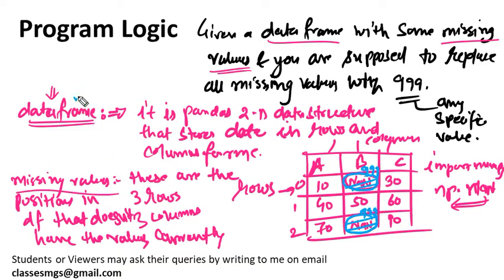So you know what a data frame is, and you know what missing values are. Missing values are the values that currently don't have any value, and these are denoted by NaN in the Pandas data frame. And you are supposed to replace all those missing values in a data frame with some specific value, let's suppose 999 in this case. You may use any value if you are trying to solve this problem. So what is the required output?